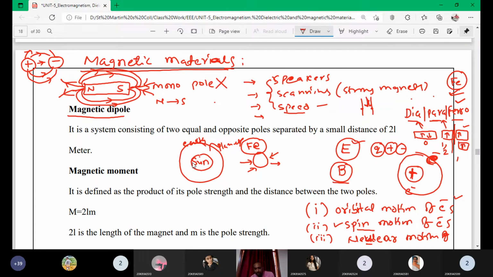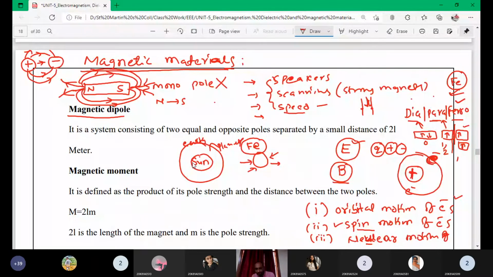So the origin of the magnetic field is mainly due to three reasons: orbital motion of the electron, spin motion of the electron, and nuclear motion of the nucleus. Among these, the spin motion is the dominant process in producing the magnetic field.